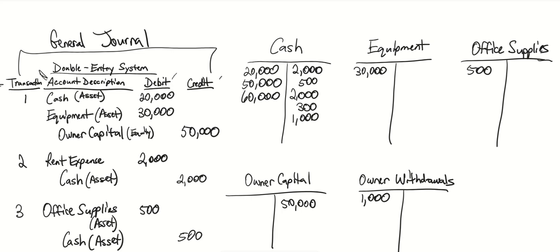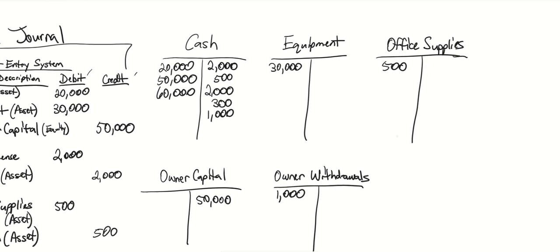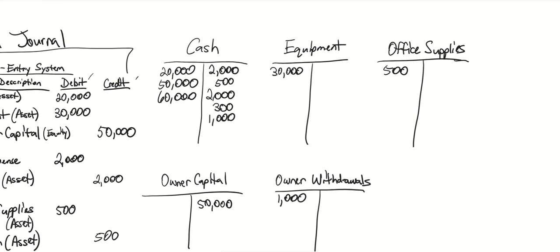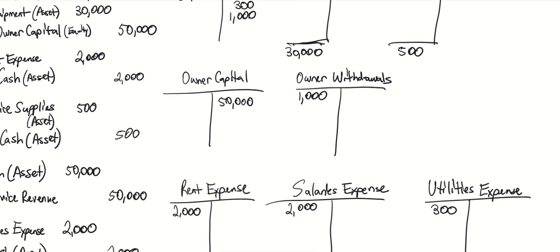So before I get to cash, I'm going to start off with the easy ones because some of them only have one amount that was debited or credited to their accounts. So equipment has a $30,000 debit balance. Office supplies have a $500 debit balance. Okay, these are ending balances, right? So owner capital has an ending credit balance of $50,000. Owner withdrawals has an ending debit balance of $1,000.